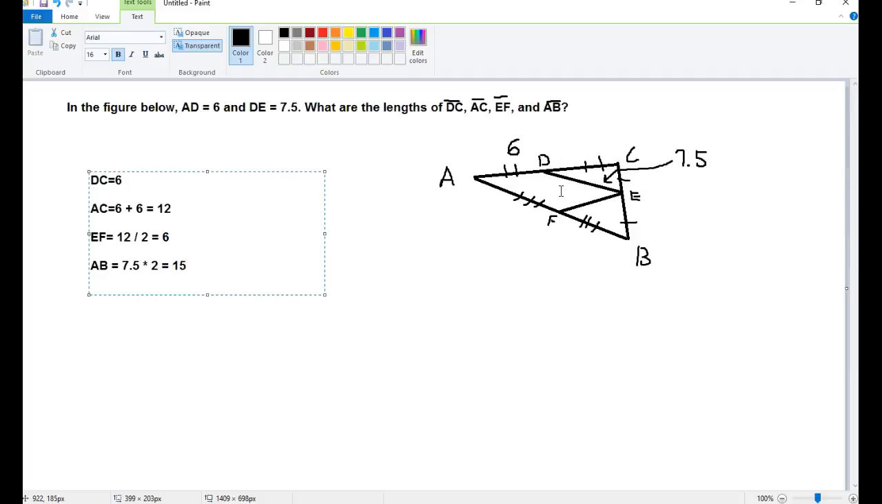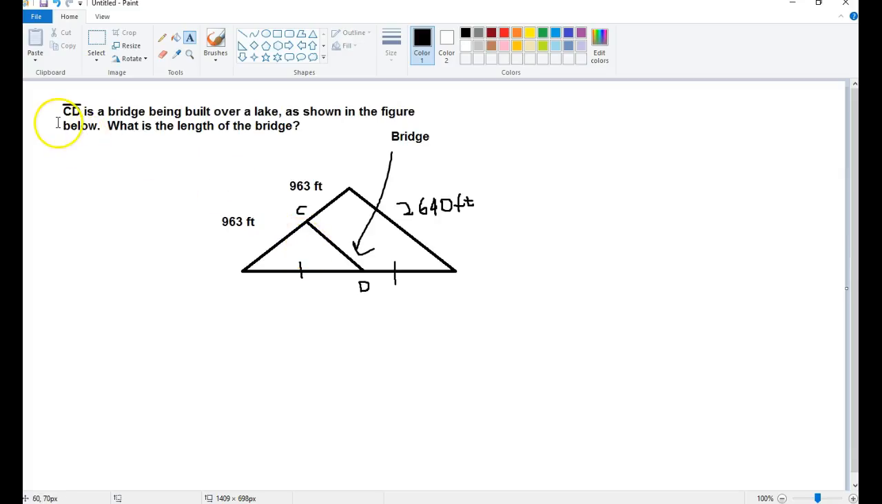Alright, we are going to do one more, which is a word problem, and then that'll be it for this lesson. Okay, example short word problem says CD is a bridge being built over a lake, as shown in the figure below. I didn't draw the lake here, but you get the idea. What is the length of the bridge? So the bridge is this segment here. And in the picture, we're told that this is congruent to this, and that this is equal to 963 feet, and this is equal to 963 feet.